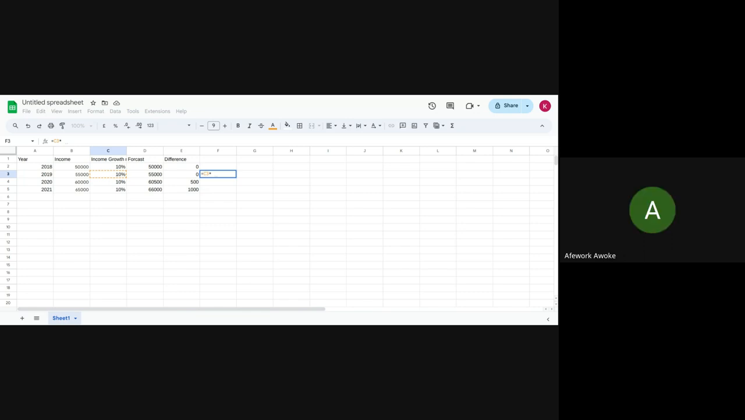Can you show us again how to calculate the difference? So the difference is just subtraction. You just select, you can say equals, and then select the two sales that you want to subtract. For example, number four, 2020. Okay, so here you can see. Let's just bring it here. So equals. You want to subtract the forecasted minus the income, the actual income. So just press enter.